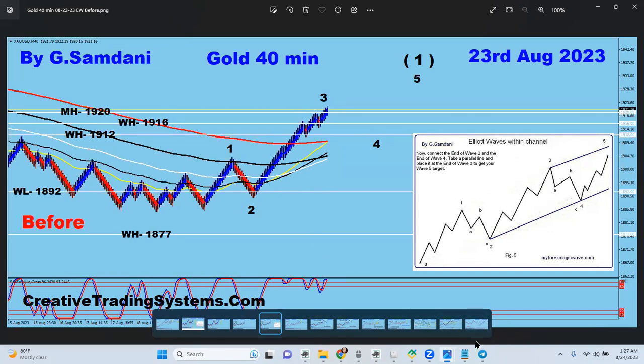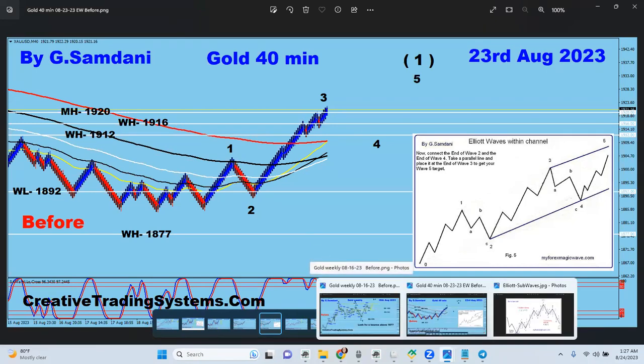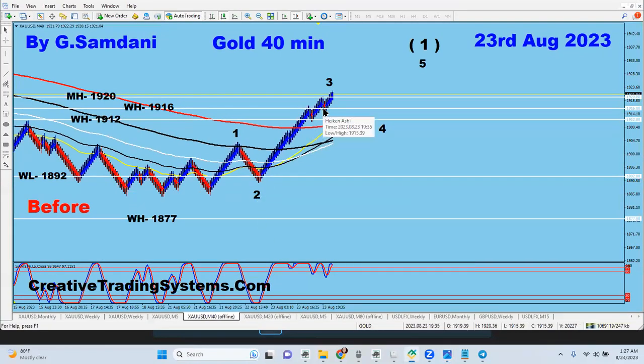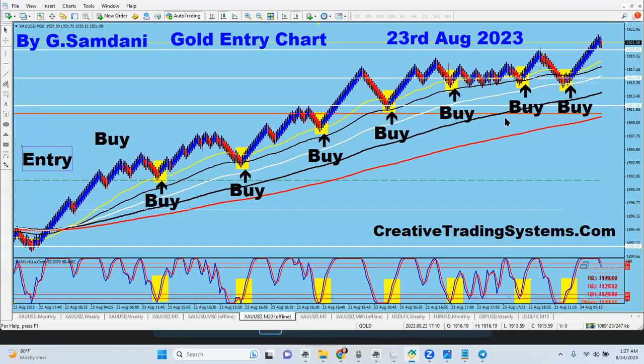But look, the entries that the system gave. Let me show it to you. This is the chart, and this is my entry chart. And this is where you see this line here. This is 1892.